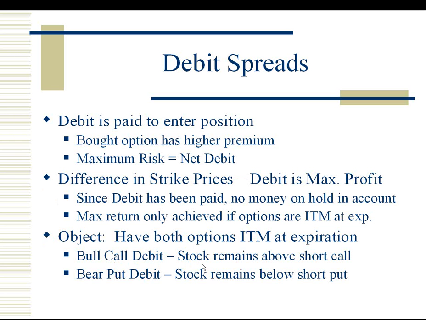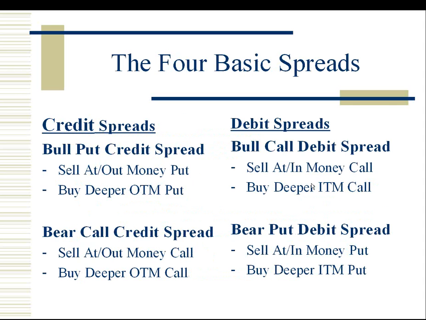With a bull call debit spread, if the stock remains above both of our call strike prices, we can then sell to close one option and buy to close the other, or have our broker close that for us, and we'll receive the maximum return. With a bear put debit, similar to the bear call credit, we want the security to be below both strike prices, the put that we sold and the put that we bought. We can then close both positions or have our broker do it and receive the maximum profit for the transaction.